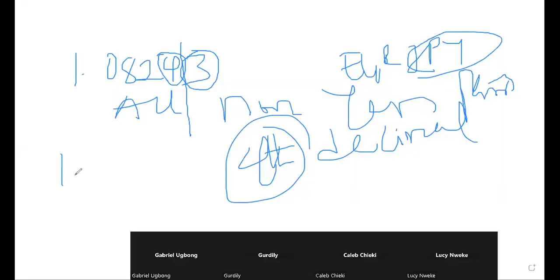So it's what? 1.0824. That's where the market is currently. So when we are counting our pips, we start from 1, 2, 3, 4. So we start counting our decimal from here: 1, 2, 3, 4. So that is it.